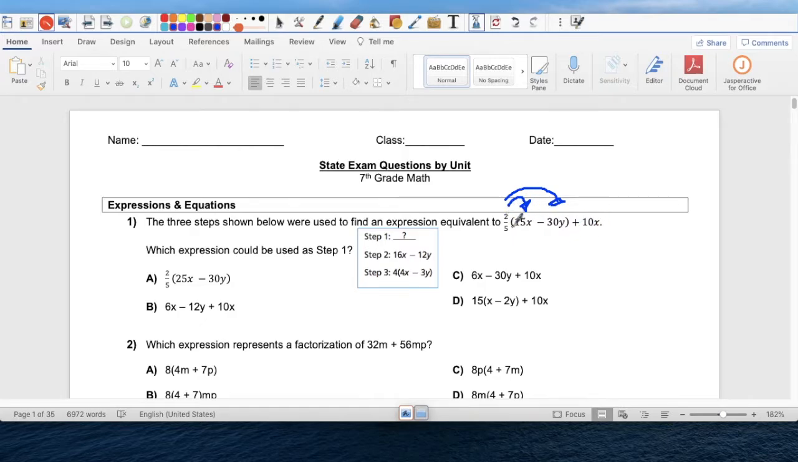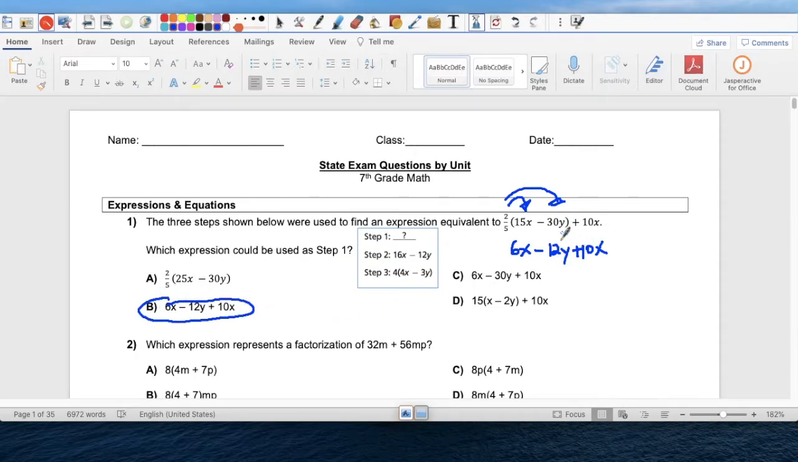And if I do the distributive property, I get 6x minus 12y and then plus 10x, right? That would be my first step. So do I have anything that looks like that? 6x minus 12y plus 10x? Oh, I have. Look, right here.